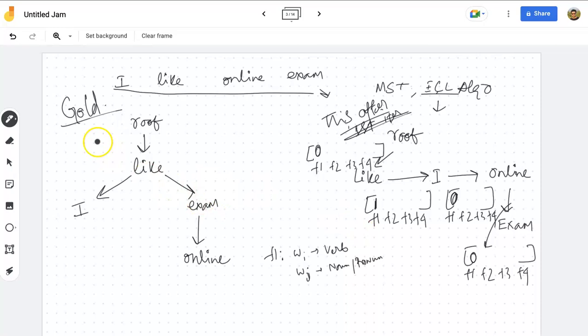Let's calculate for our gold edges also: F1, F2, F3, F4. I am doing it elaborately in such a way that you don't have any confusion after this example for this kind of question.